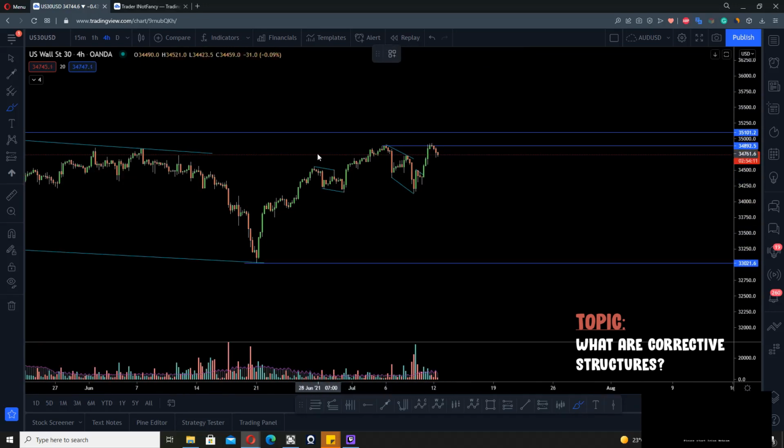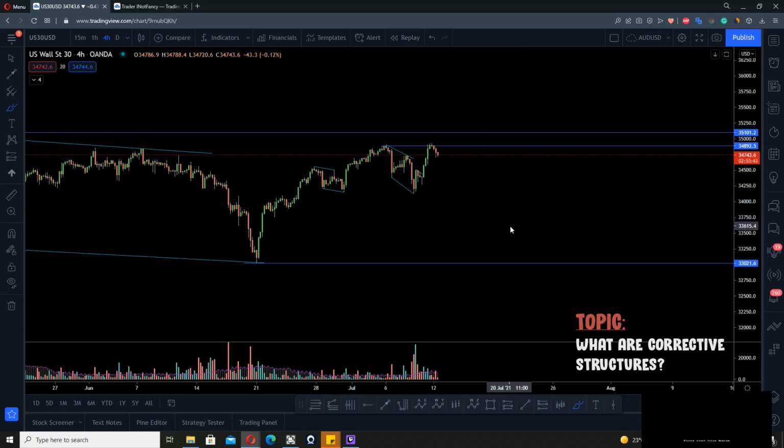Notice how the waves in the corrections also break into three waves. We move up, we have a 1, 2, 3. This is the pause, it comes up. 1, 2, 3, and it comes up again. Corrective structures are typically moving in a three-wave fashion, and this is not always the case.